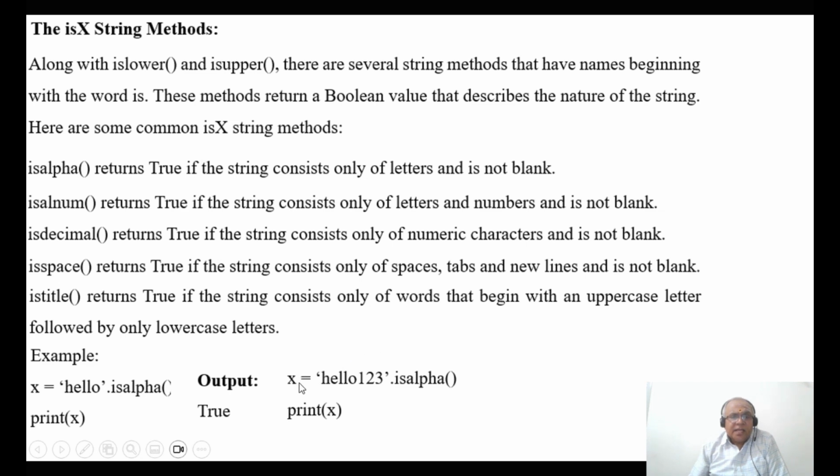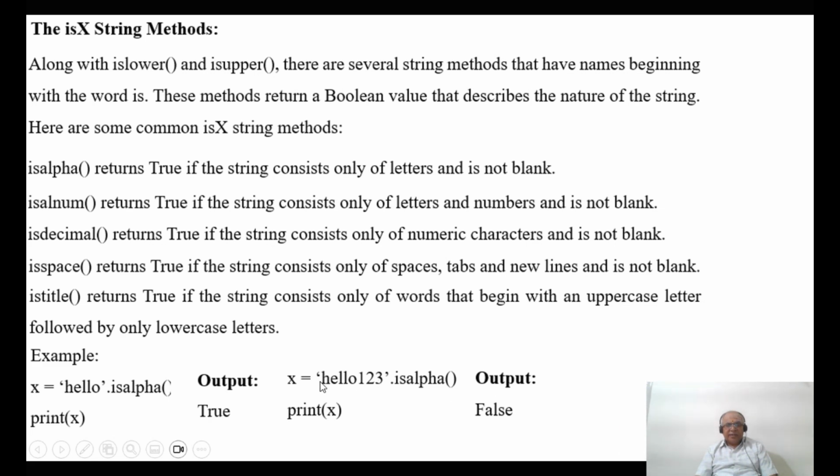Similarly, x equals 'hello123' dot isalpha. Isalpha means it should consist of only letters and not be blank. Here it is consisting of letters, yes, and 1, 2, 3. So the condition is true? Let's check; isalpha consists of only letters and is not blank.